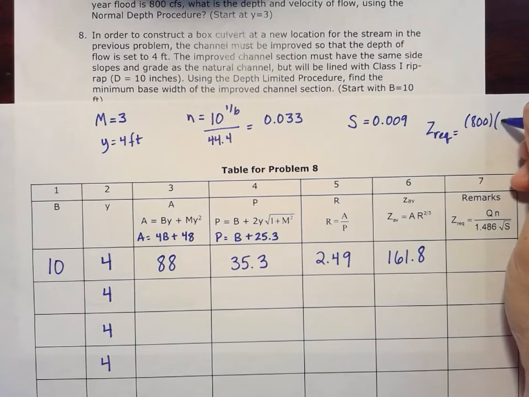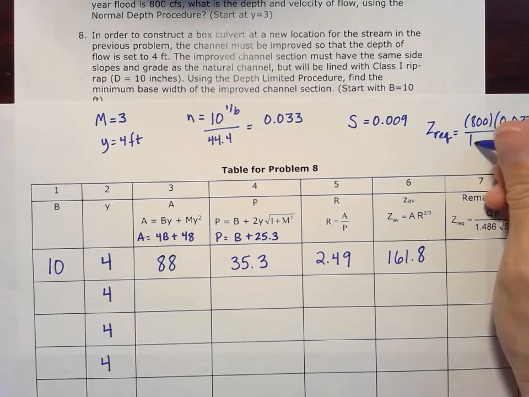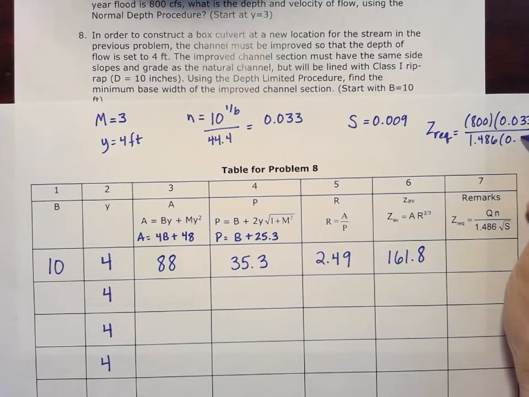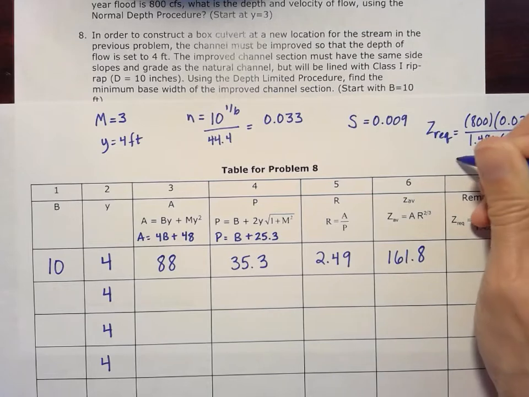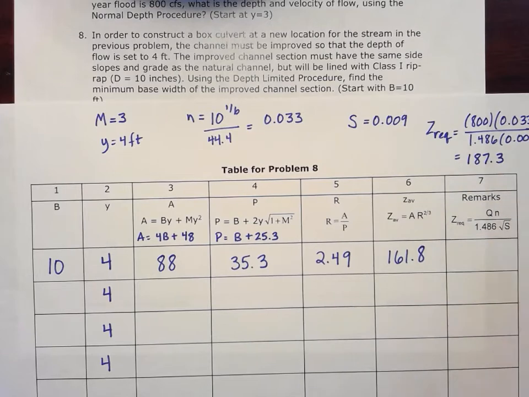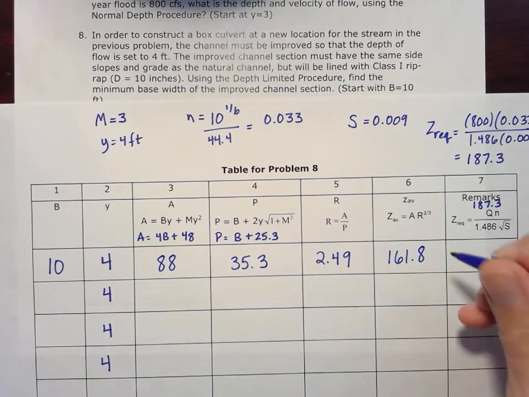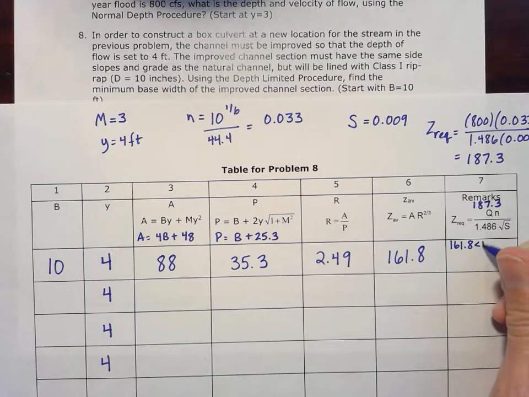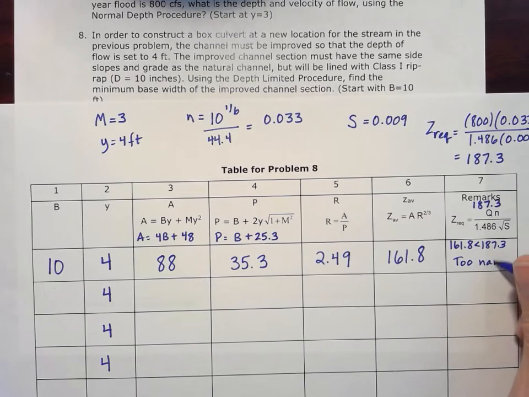And then we just found that new n, 0.033. And then we'll divide that by the 1.486 and the 0.009. So that makes my z required wind up to be 187.3. So we're going to compare all of the different answers that we get to that 187.3 value. So first we got 161.8, that is less than the 187.3. So that 10-foot width is not wide enough. Okay, it's too narrow. So we're going to have to go a little wider here.